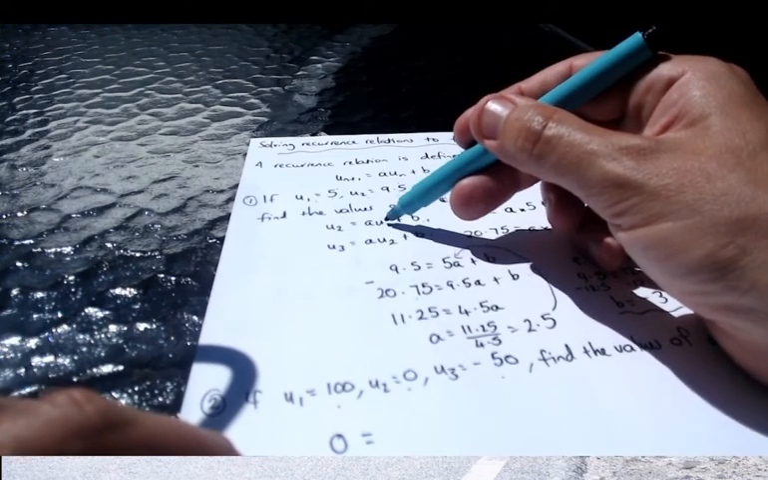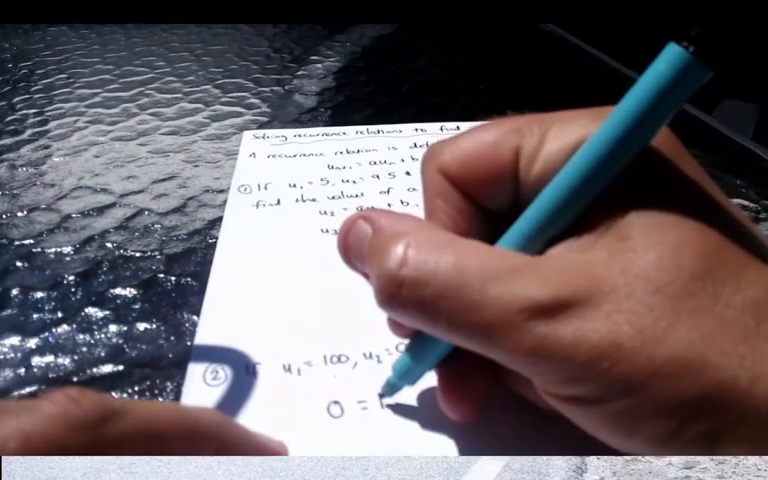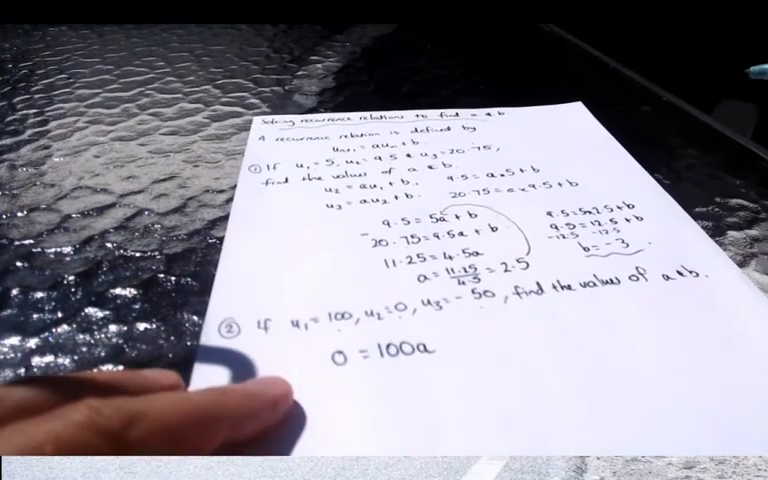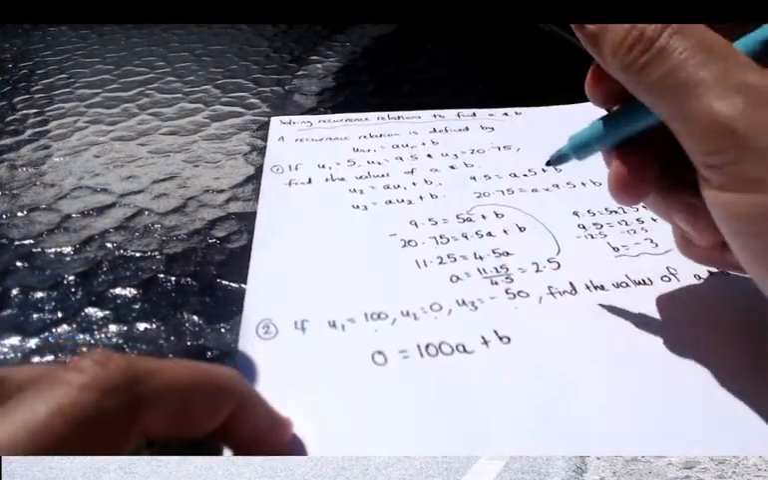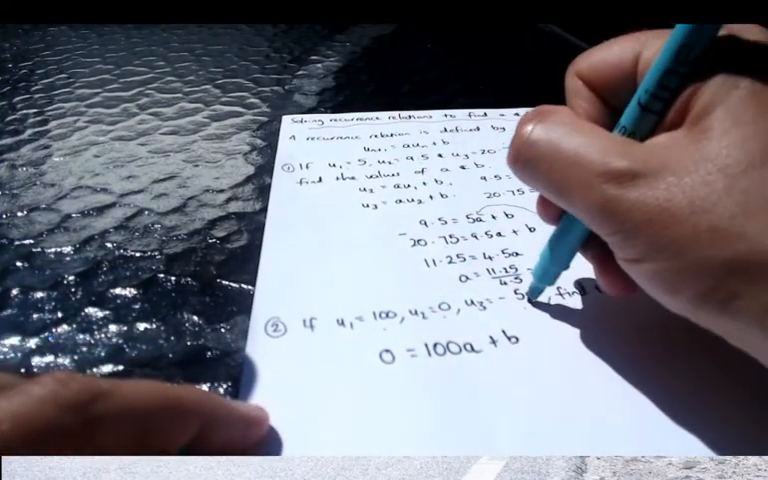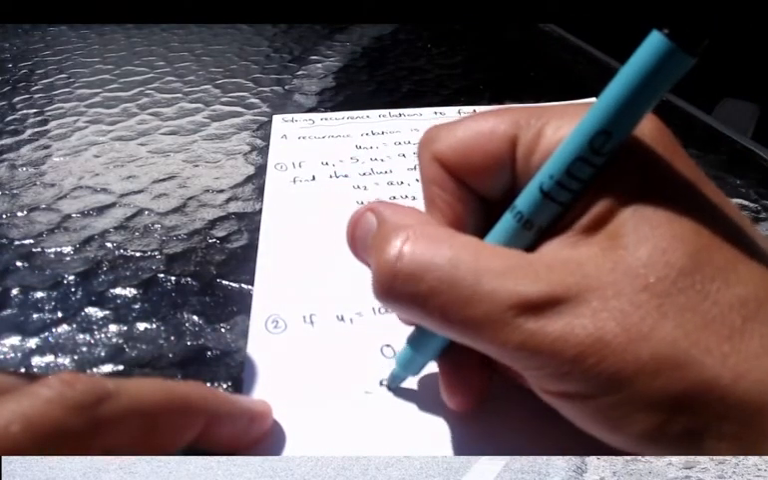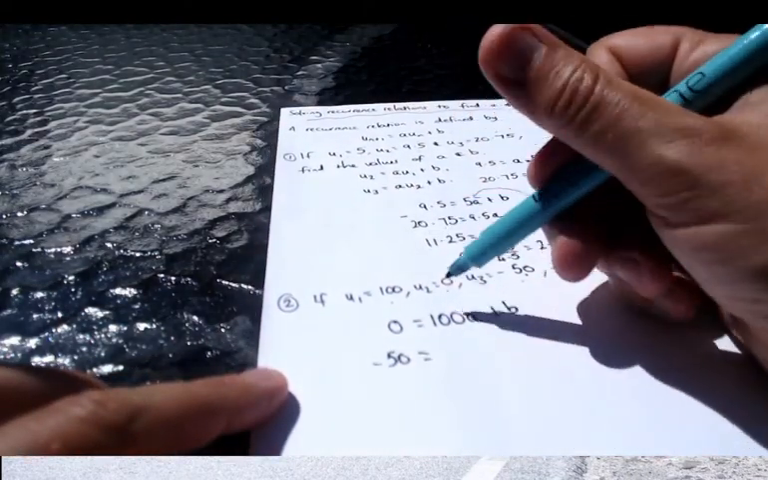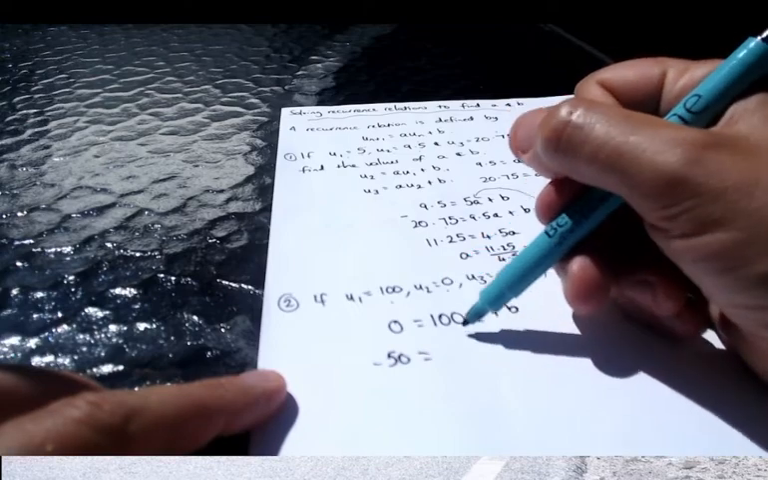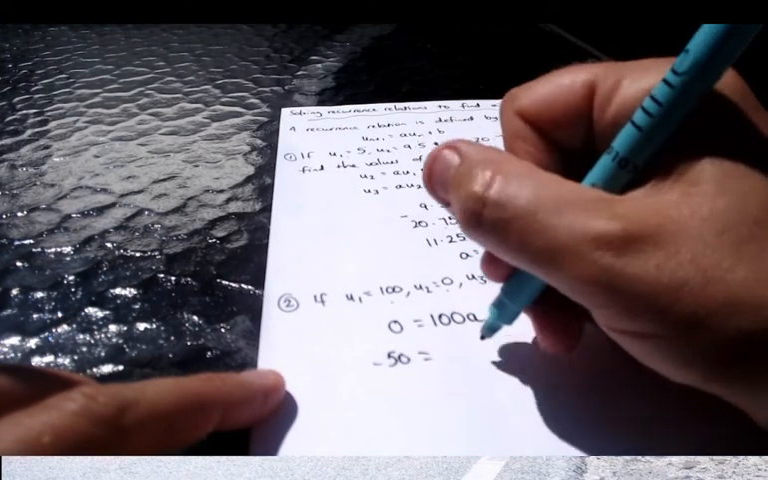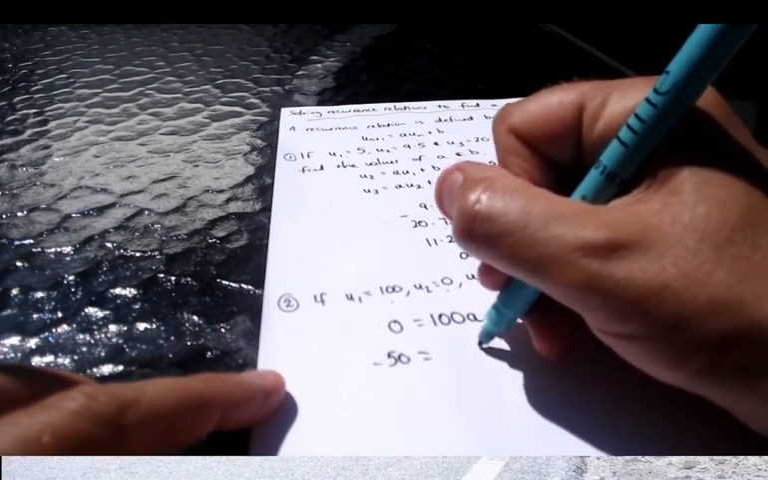So it's going to be u1 times a, so that'll be 100a plus b. And we do the same with the second one, so I'm going to use this answer. Now, 0 times 100 straight away, that cancels out. I'm just left with b.